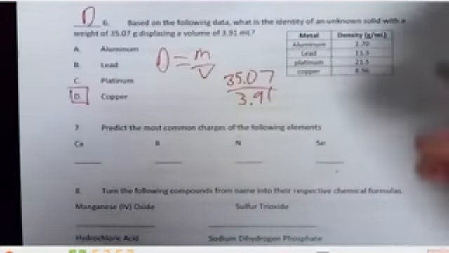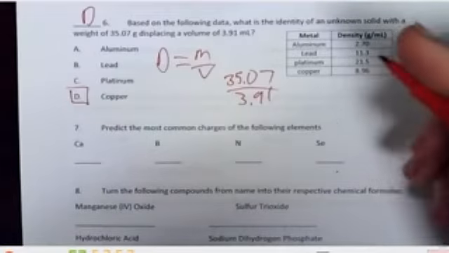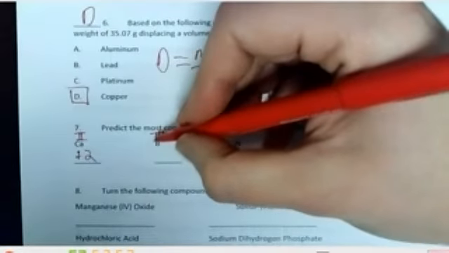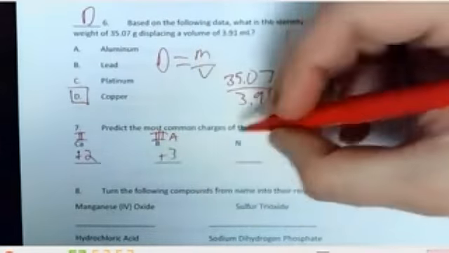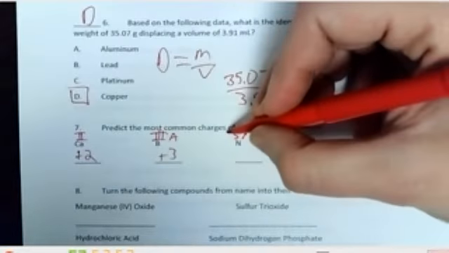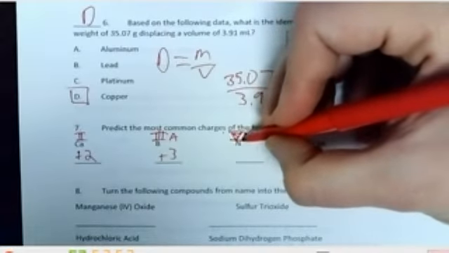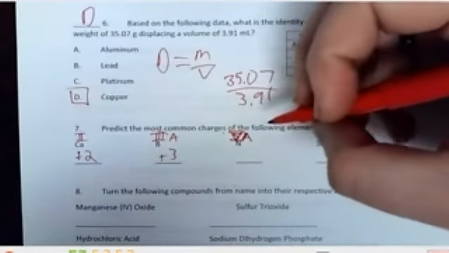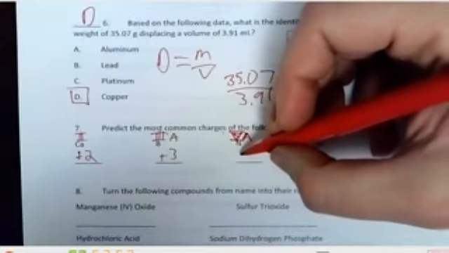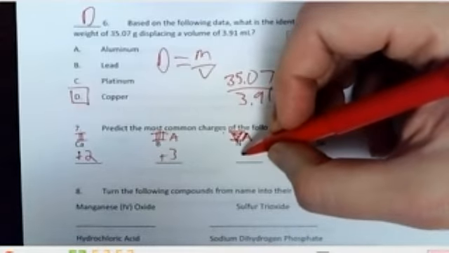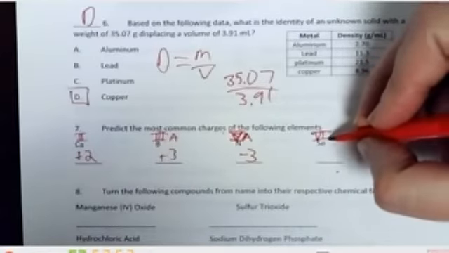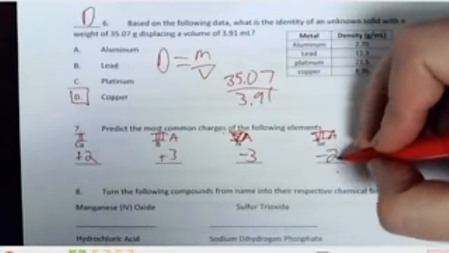Charge of these following elements. Calcium is group 2, so +2. Boron is group 3A, so +3. Nitrogen is group 5A, so VA. So it could be +5, but the more common one is you either want to get to 0 or 8. It's closer to 8 than it is to 0. So it'd rather be -3. Selenium is group 6A, so it would rather be -2.